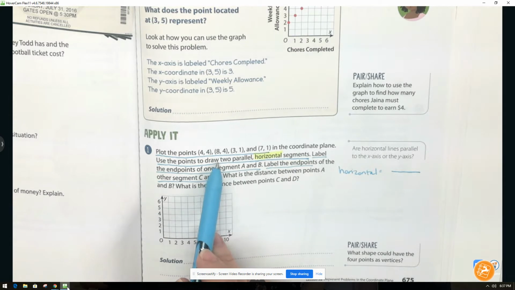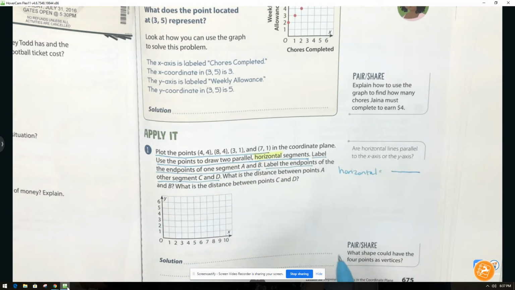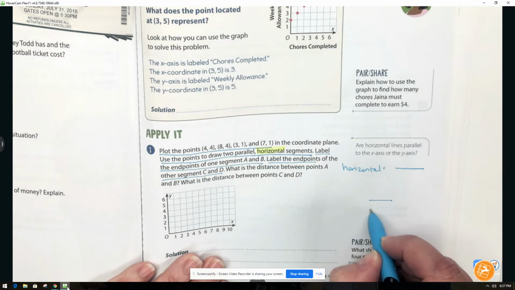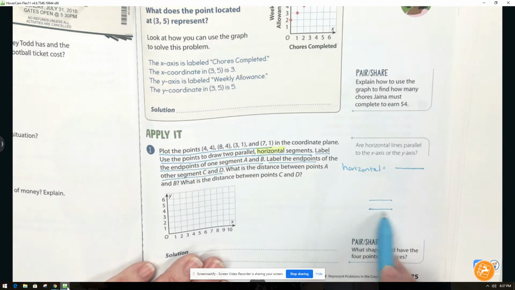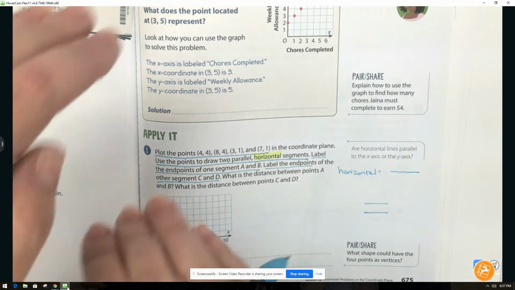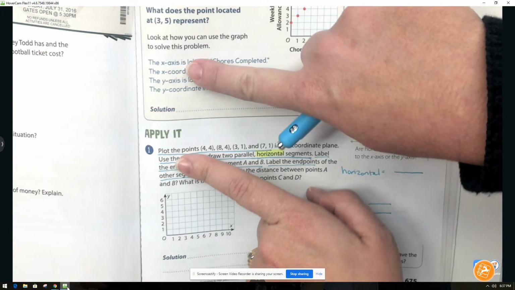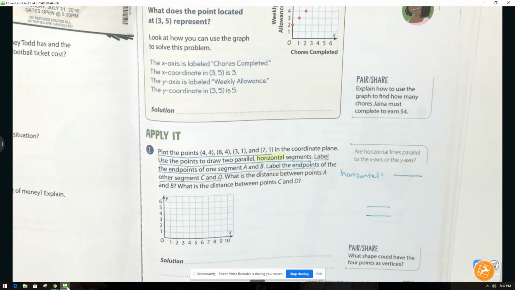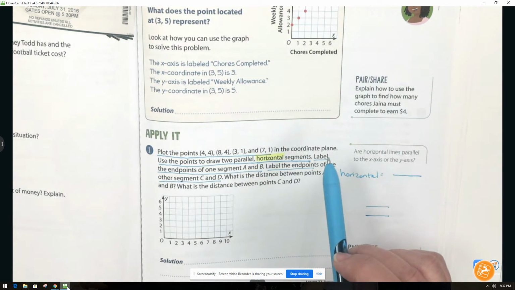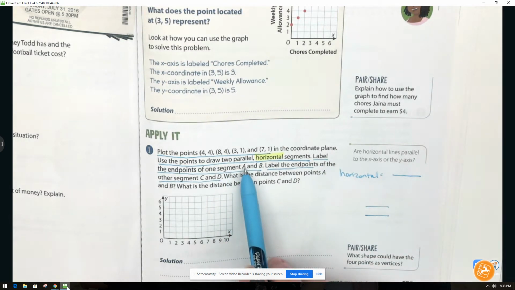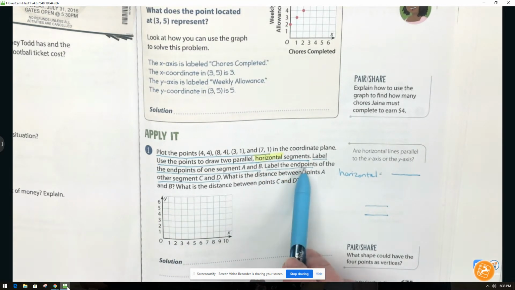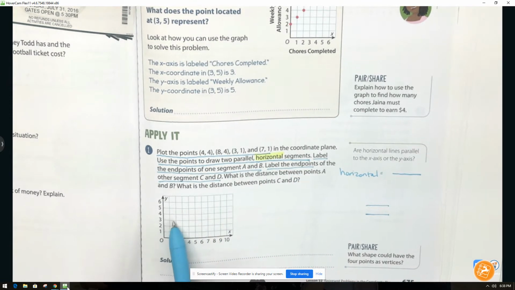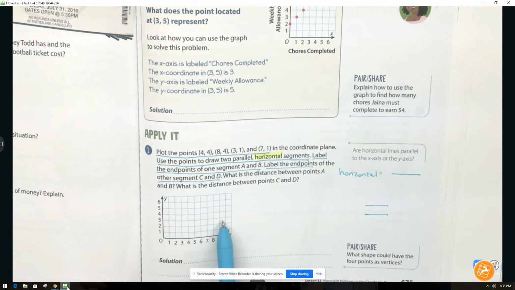Then you're going to draw 2 parallel lines. Remember, horizontal is going side to side, and parallel lines are 2 lines that go on forever and ever and never connect. So if you draw them straight, they will never, ever intersect. Then you're going to label the top segment A, B. So one end is going to be A, the other end is going to be B. Then you're going to label the endpoints of the bottom segment. You're going to label this end C and this end D.